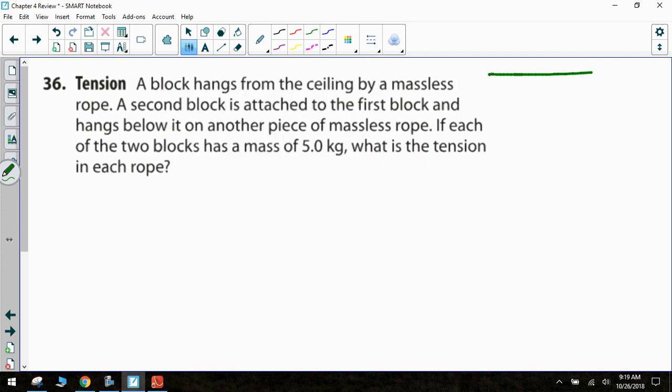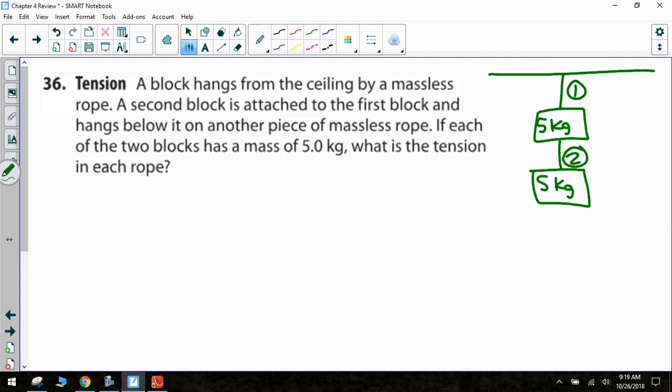Okay, so I'm going to draw a picture. That's the ceiling. That's a rope. That's a block. And it said it's connected by another rope to another block. That's the situation we have here. Each one of these blocks is 5 kilograms, so 5 kg and 5 kg. What it's asking us is to find the tension in rope number 1 and the tension in rope number 2.